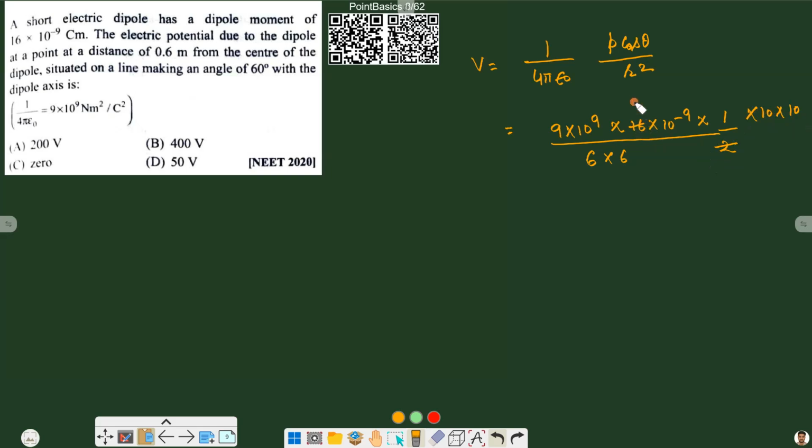So this value is 9 into 10 raised to power 9. The dipole moment is 16 into 10 raised to power minus 9. Cos of 60 is half, and 1 by R square. So the distance is 0.6, so 6 by 10 into 6 by 10. So this will cancel, and we will be left with 2 into 10 raised to power 9 and 10 raised to power minus 9, into 100. So 200 volts. Option A will be the right answer. Moving to the next question.